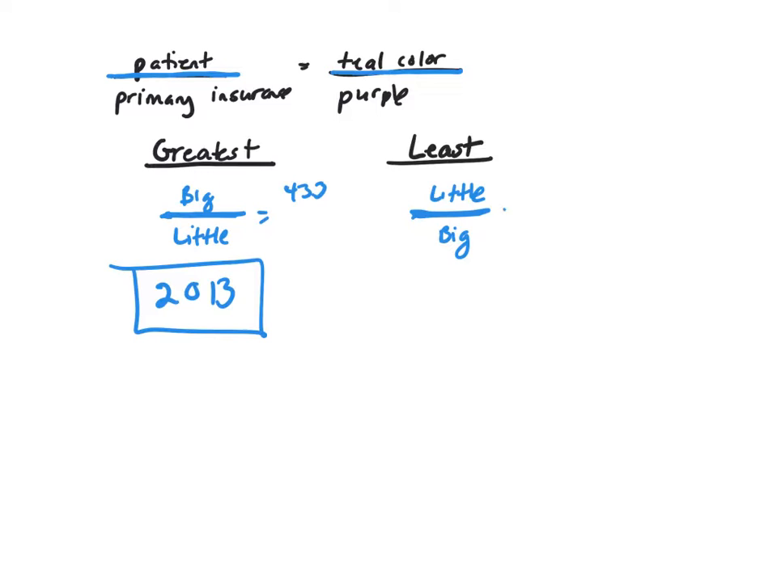Now, let's go back and look. We're looking at, once again, the teal color. And this time, I'm looking for little. The littlest teal is in 2008. Now, does that happen to be the biggest? 2008, sure enough, it's 62 for primary insurance, and that's the largest one given.